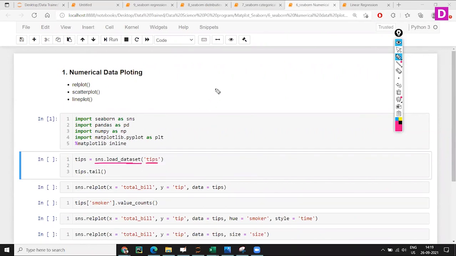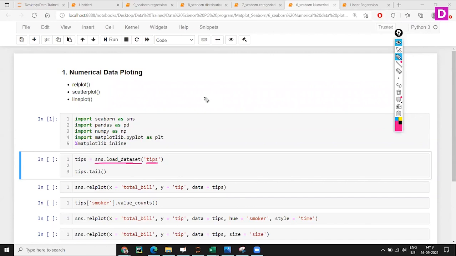This tips data set is basically related to tips, where customers give some tips to the servers or bartenders or waiters, whatever you can call them. If they like the service, they will give some tips. Or if they like the food, they will give a tip. Especially in the US, 99% of customers will give a tip whenever they visit any restaurant or a bar.